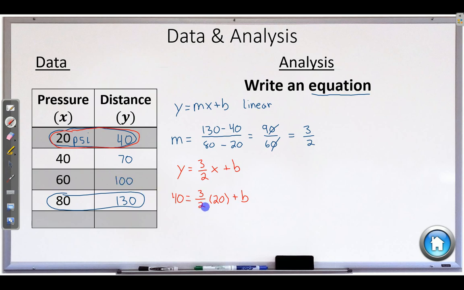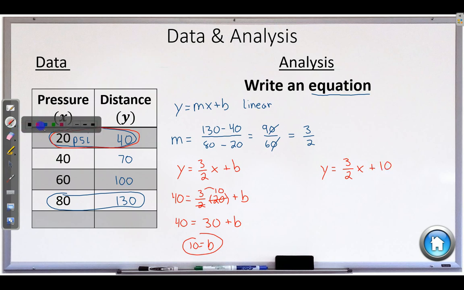So a few steps here, the 2 and the 20 sort of cross out a little bit. 20 divided by 2 means we have 10 left over. And then we can multiply the 10 and the 3. That gives us 30 plus b is equal to 40. Subtract the 30, and b is equal to 10. So now we have our full equation here. Y is equal to, our slope is 3 halves, and our y-intercept is 10.